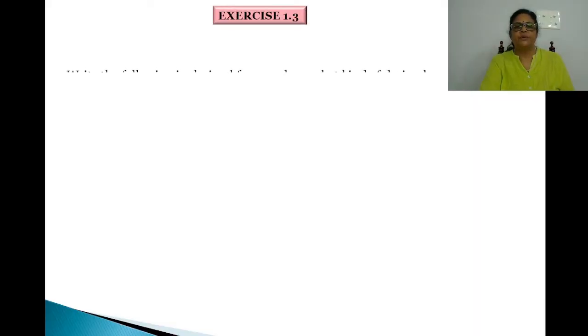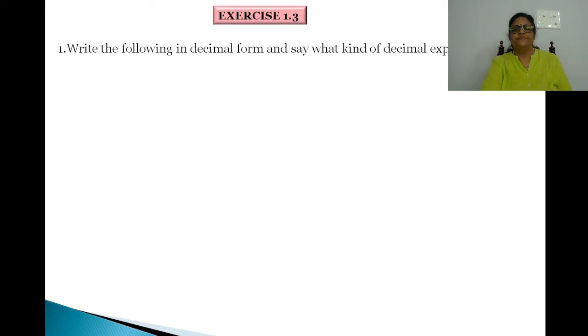Now exercise 1.3, the first question: write the following in decimal form and say what kind of decimal expansion each is. The first one, 36 by 100. Here two zeros. So 36 by 100 means dividing by 10, 100, etc., which means we will shift the decimal point accordingly. Here you can see two zeros, so we will keep two decimal places.